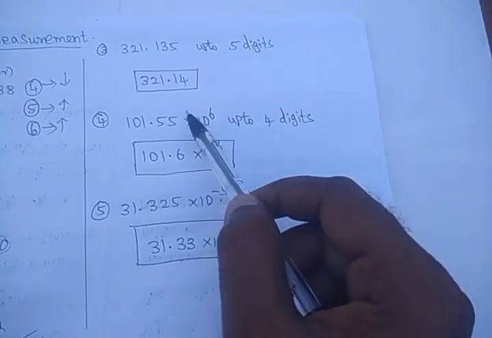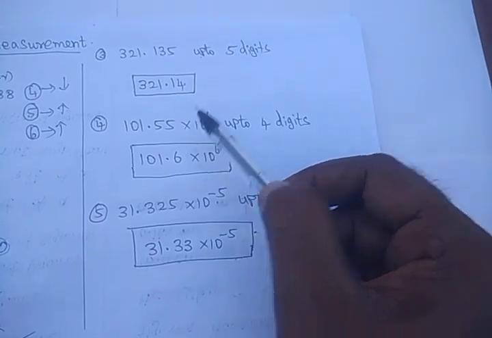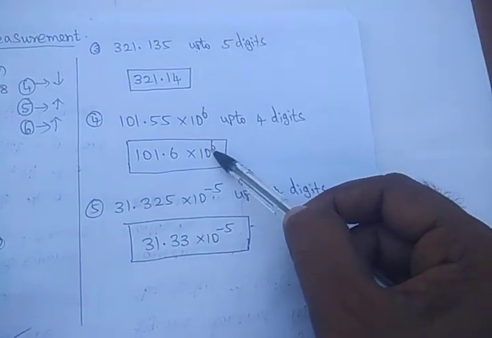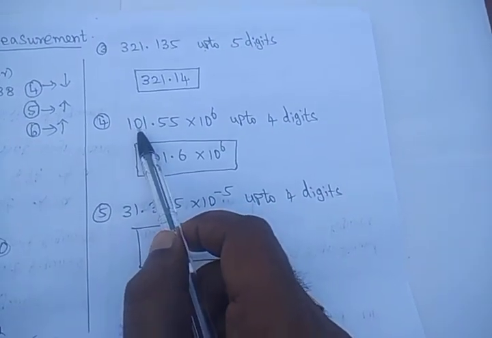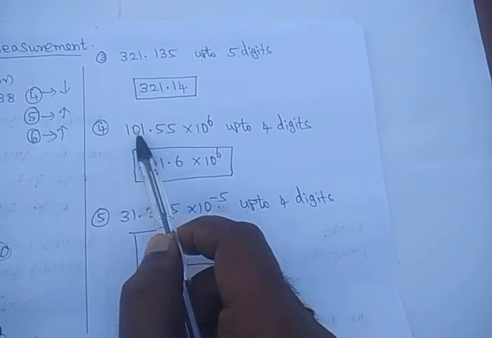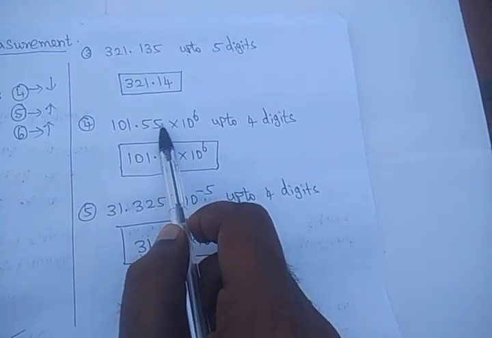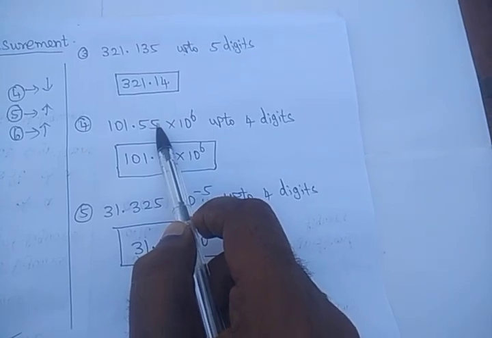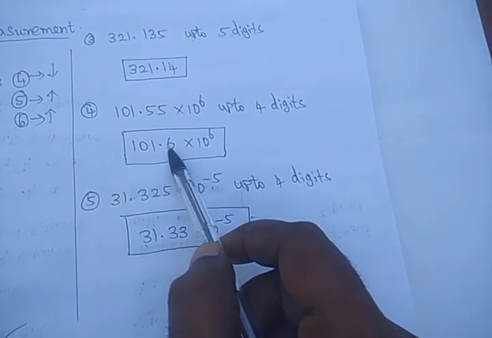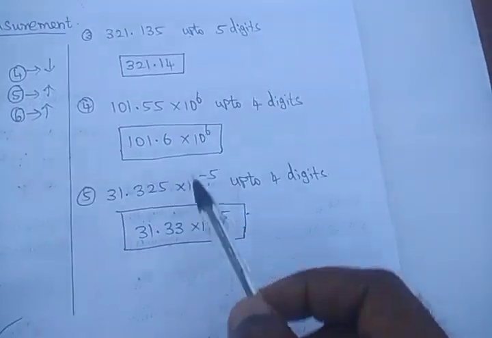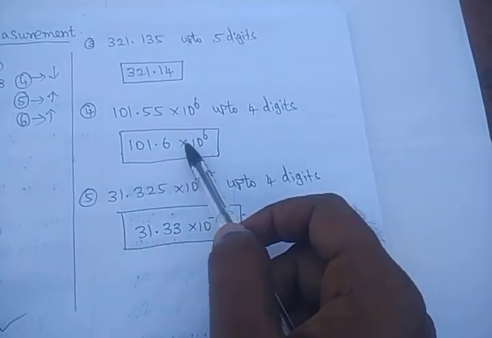Don't bother about 10 power 6, either it may be plus 6 or minus 6, you put it as it is. So count 1, 2, 3, 4. So up to 4 digits only we need. What about the last digit? 5. If it is 5, we have to increase one number, that is 101.6 × 10^6. It is the correct answer.